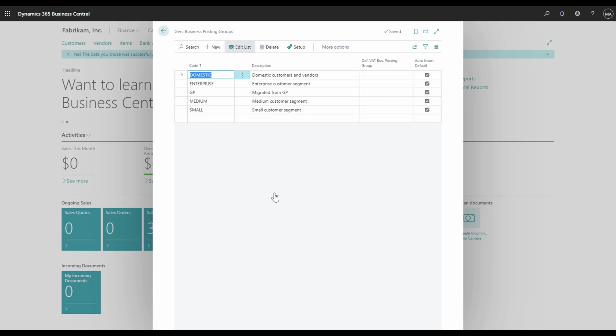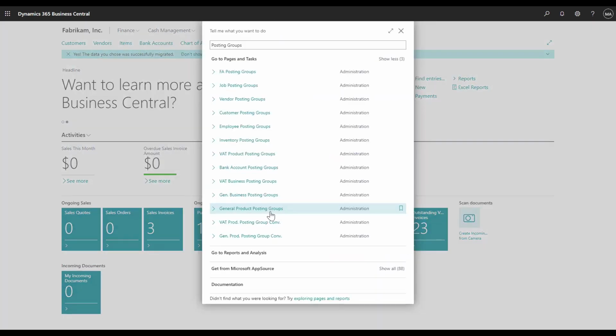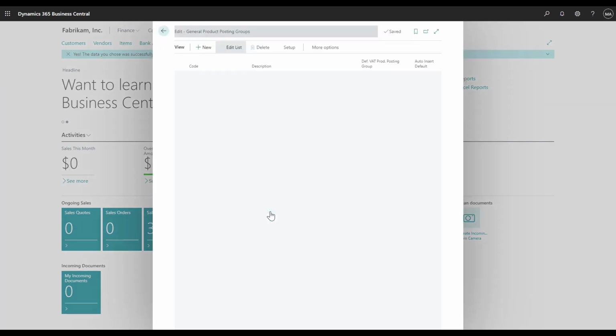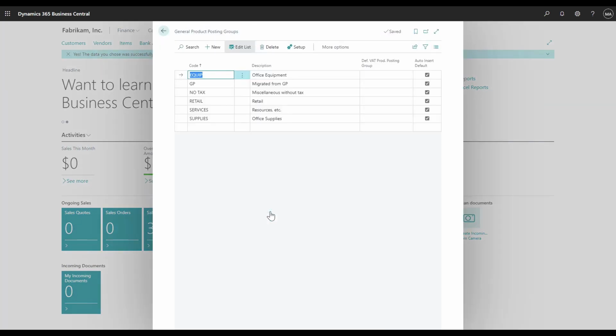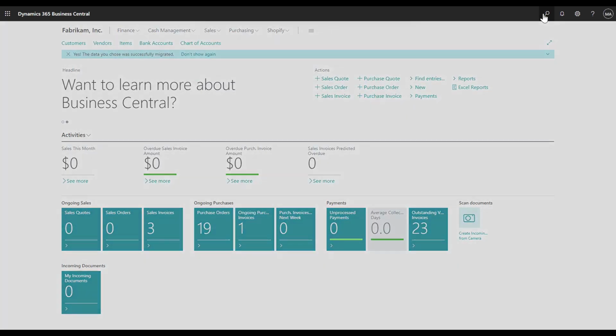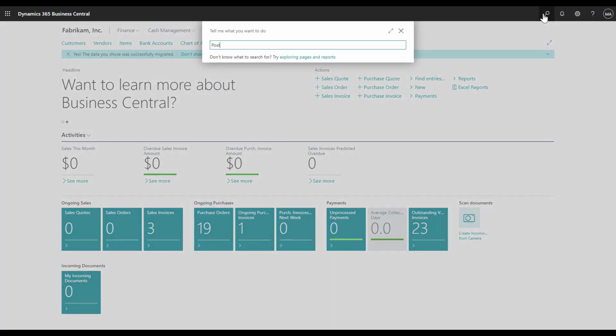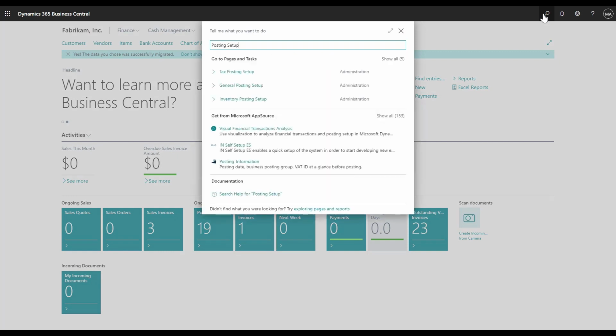In the business posting groups, you can group master data like customers into regions, segments, industries, or however your business wants to categorize sales and purchases for reporting. Product posting groups, again, focus on what you sell or buy. Here you may distinguish on product line or by use for manufacturing, retail, or services. Posting setup is where you pull these two concepts together, combining the what with the who.